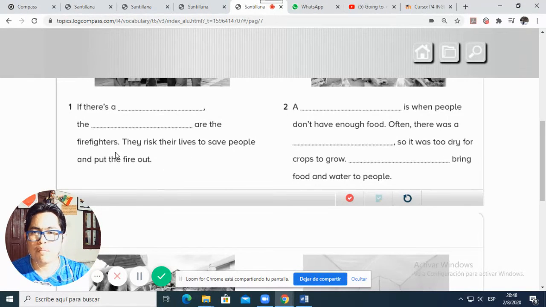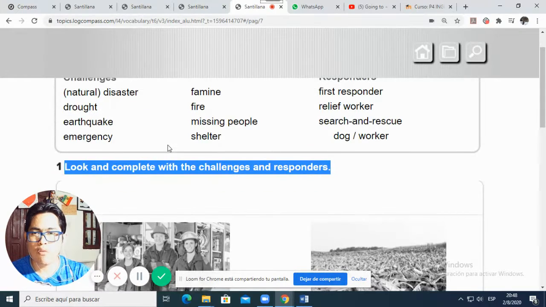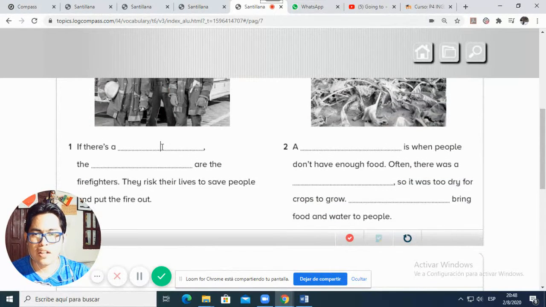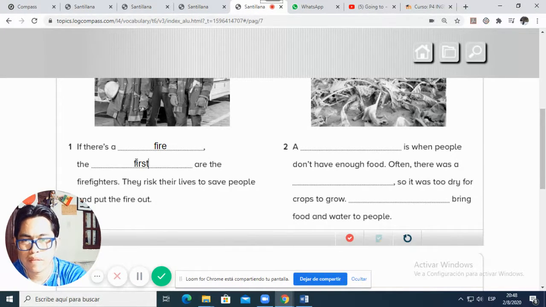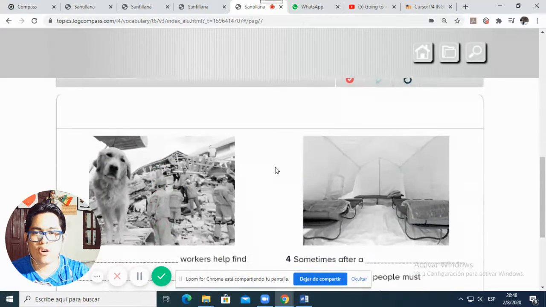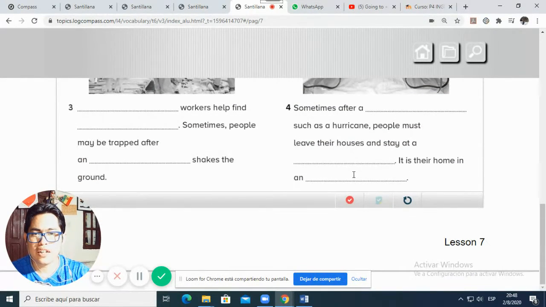So what do you think? We need to complete this using one challenge or one responder. So I will do number one for you. Number one says, if there is a fire, the first responders are the firefighters. They risk their lives to save people and put the fire out. So we complete with these words number one. So in the rest of the page, you do the same, okay? You complete these exercises using those words from the box.